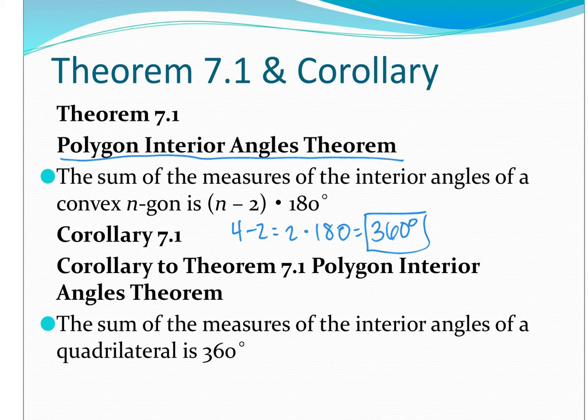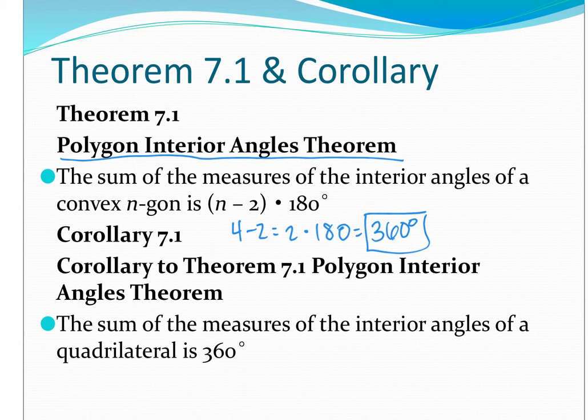So wait, what's the difference between the corollary and the theorem? The corollary is specific to quadrilaterals. Okay? Wait, a polygon is all closed figures. Correct. Mm-hmm. Quadrilateral is only four. So polygons like pentagons, hexagons, all of them, right? Quadrilateral has to have 4 sides.